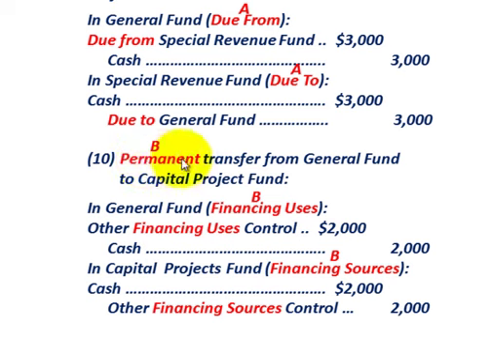Okay, so now moving down to our permanent transfers. Again, from the general fund, we're going to make a permanent transfer to the capital projects fund. So when we're talking about permanent transfers, we have to set up a financing uses account and a financing sources account. So in our general fund, we're going to transfer $2,000 to the capital projects fund. So in our general fund, we have to set up the other financing uses control account, and then we'd be reducing our cash for $2,000. And then in the capital projects fund, we're going to have to set up an other financing sources control account, and this is where we're going to be receiving $2,000 in cash.